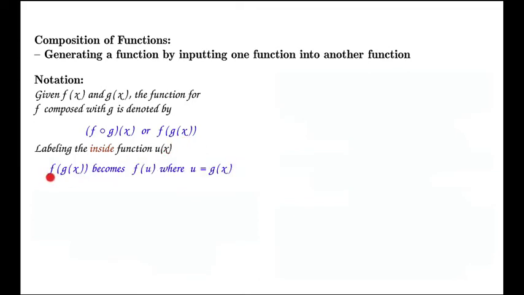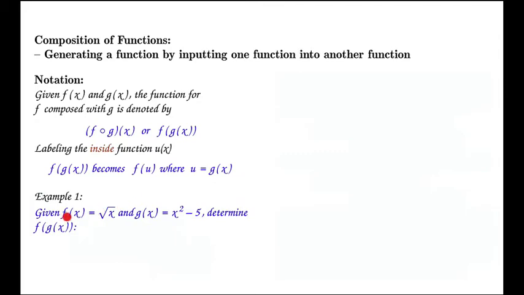Now, if we think about this inside piece, the g of x, we can label that g of x as a new function, say u. And often when we do that, we drop the of x. So we can say u equals g of x. And when we do that, our notation f of g of x becomes f of u, with the understanding that u is defined to be g of x. And this is a little bit simpler notation. We're going to use this idea of an inside function being labeled u as we solve our problems.